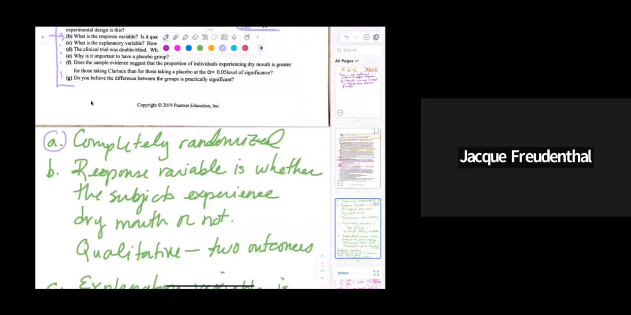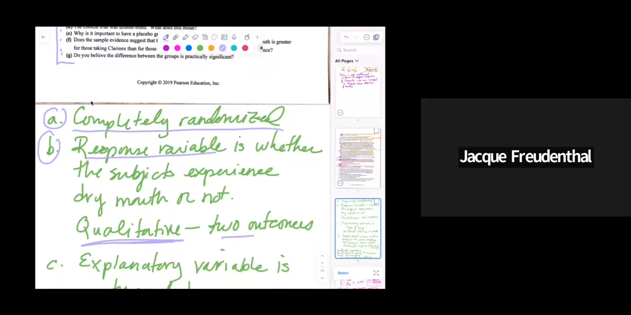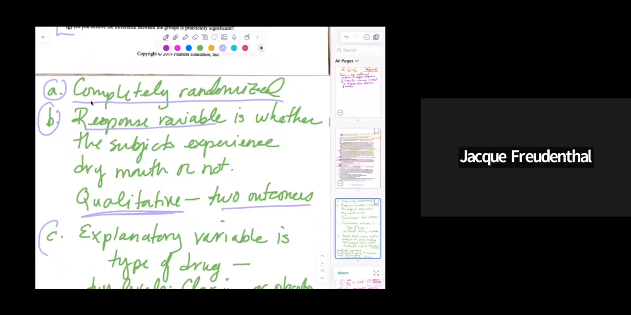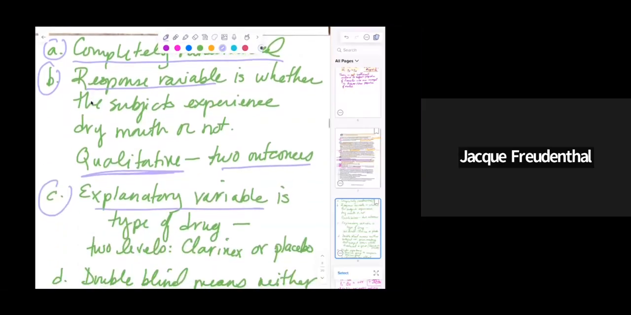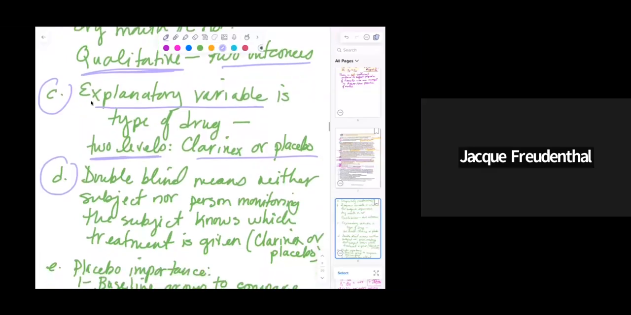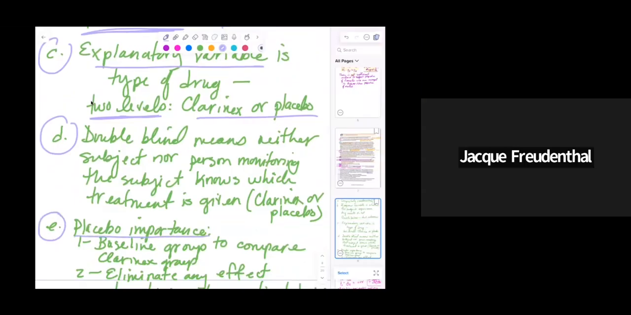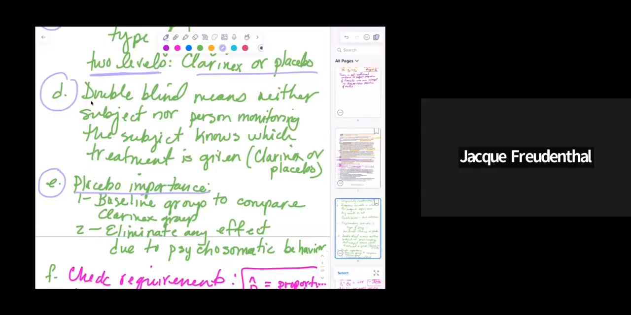Okay, so after you pause the video, we can see that it is a completely randomized study. The response variable is whether the subject experiences dry mouth or not. It's qualitative, and there's 2 outcomes, dry mouth or not. The explanatory variable is the type of drug, and there's 2 levels, which is the Clarinex or the placebo. Double blind means neither the subject nor the person monitoring the subject knows which treatment is given, the Clarinex or the placebo. So neither one knows which treatment is given. Okay, and the importance of a placebo is because you want a baseline group to compare the Clarinex group to. And you also want to eliminate any effects due to psychosomatic behavior.